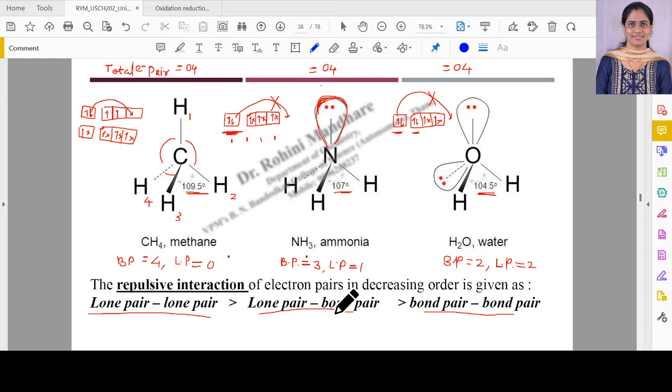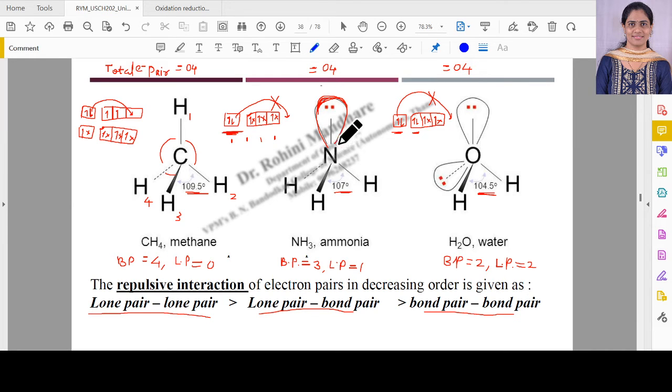Then we have seen different trends, since it is valence shell electron pair repulsion. Different trends of repulsive interaction are there. The repulsion between two lone pairs is greater than that between a lone pair and a bond pair, which is greater than that between two bond pairs. What is a bond pair? The electron pair which is under the influence of two atoms. The bond formed by sharing electrons between nitrogen and hydrogen, so this is the bond pair.